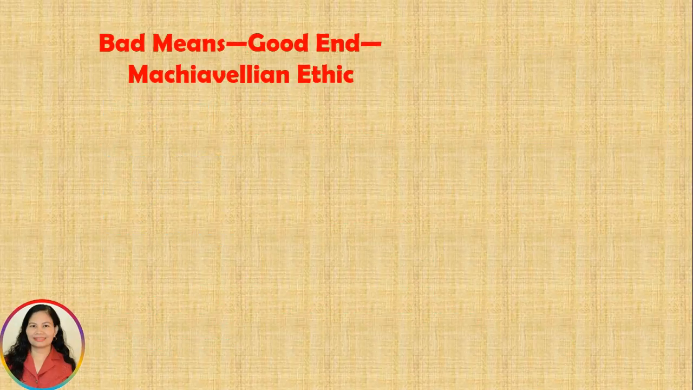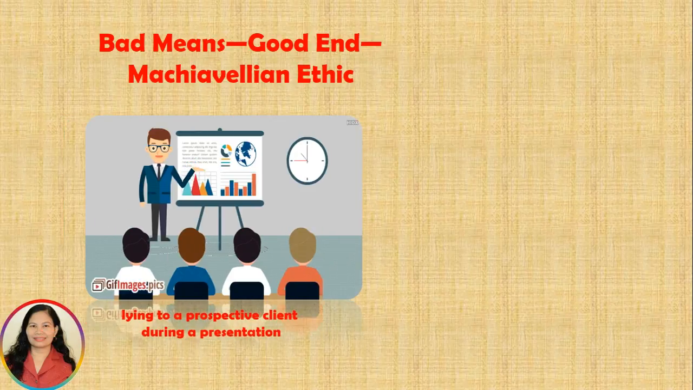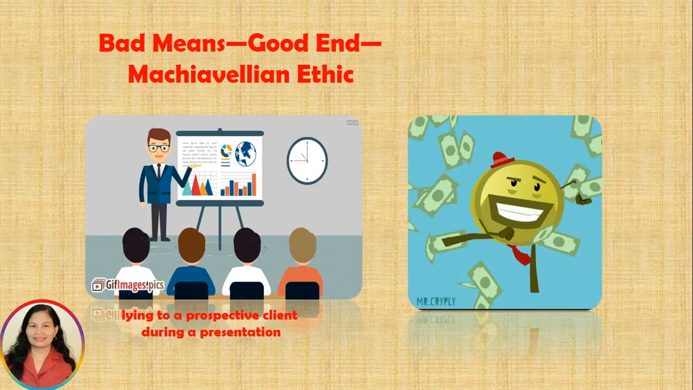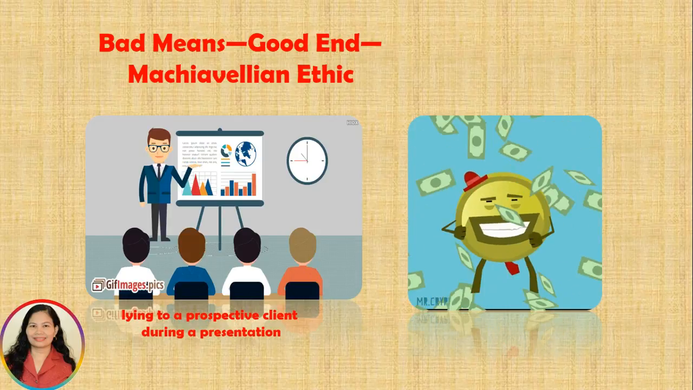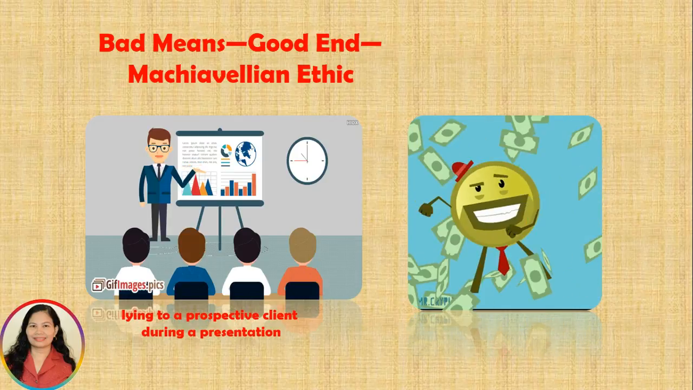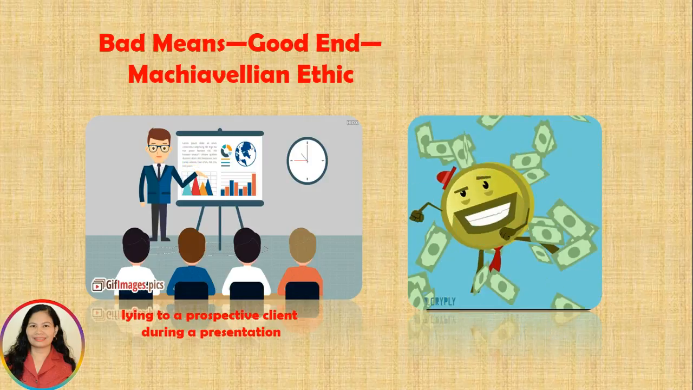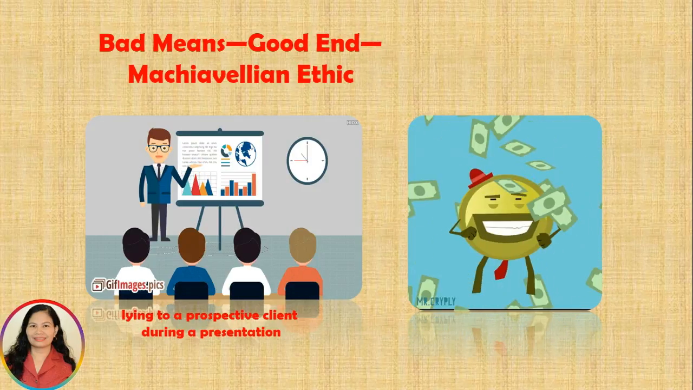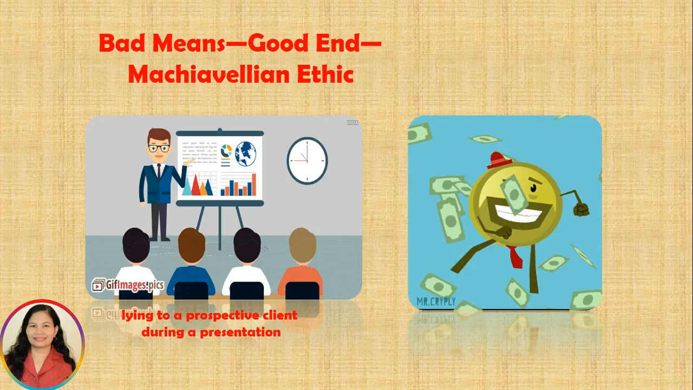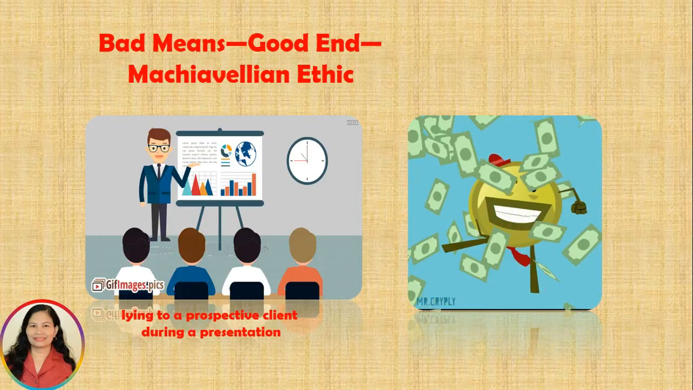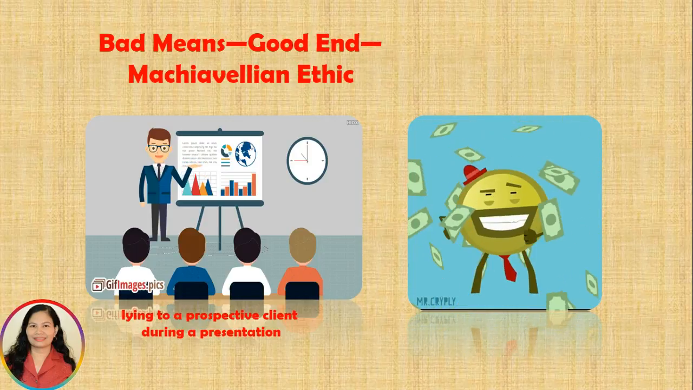In the third example, there was a bad mean that led to a good end, or what is termed the Machiavellian ethic. In this case, the presenter purposefully lied to the client in an effort to sign the client. After the client signed with the presenter's business, the client's share of the market increased. Here, we have a situation where there was a bad mean that led to a good end. When a bad mean leads to a good end, we refer to this as the Machiavellian ethic.